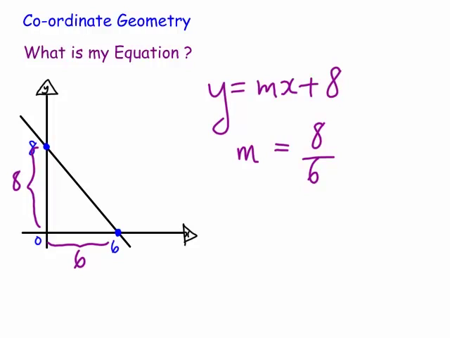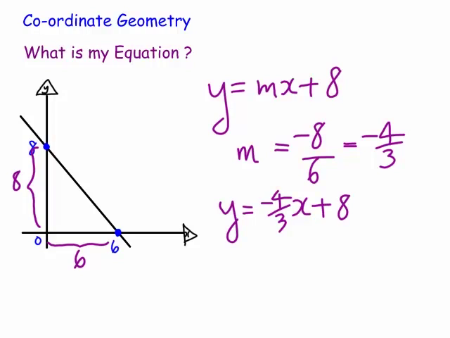People can avoid that by going out 6 and down. So instead of a rise, it's a fall of 8, so they write it as minus 8. But the net result of the geometry is that this slope is in fact equal to negative 4 on 3. So the equation of the line would be y equals minus 4 on 3 x plus 8. So that's the equation of the line.